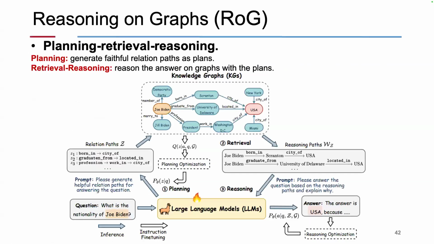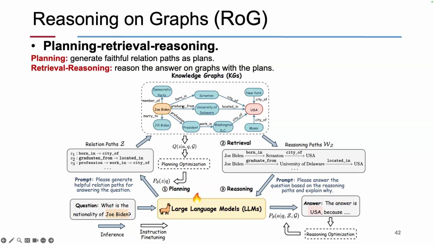So here is the overall framework of our reasoning on graphs. We call it planning, retrieval, and reasoning. Given a question like what is the nationality of Joe Biden, we first ask the large language model to generate some relation paths as a faithful plan. For example, we can generate a plan like born in and city of, and also graduated from, located in. Based on this generated relation path, we can apply it to the knowledge graph.